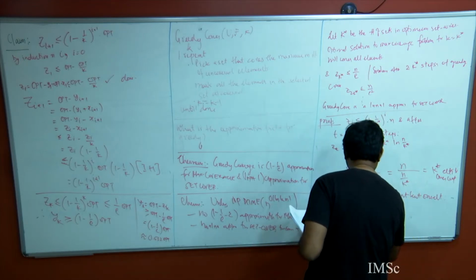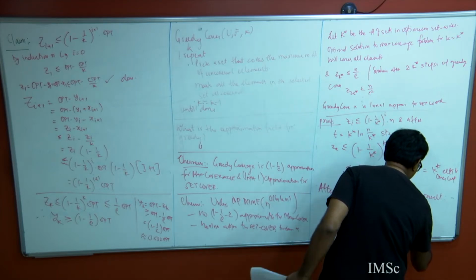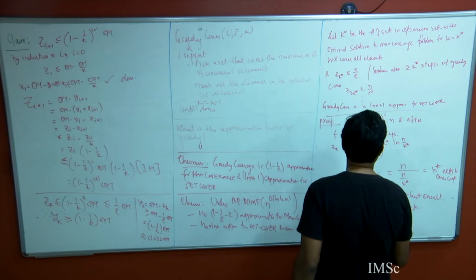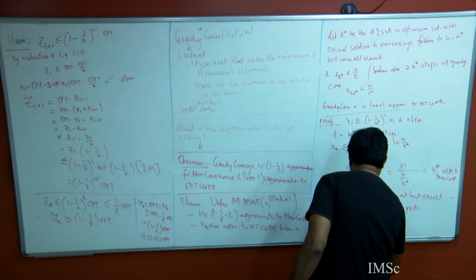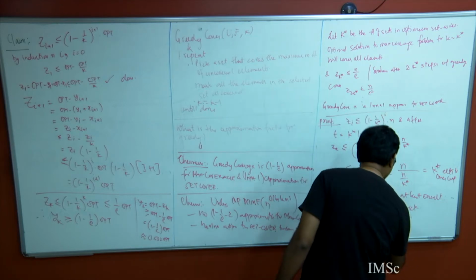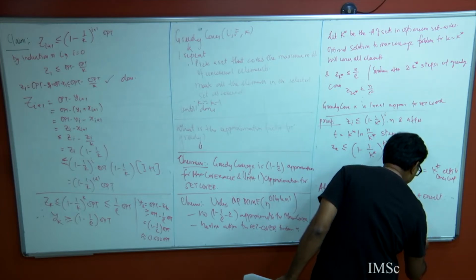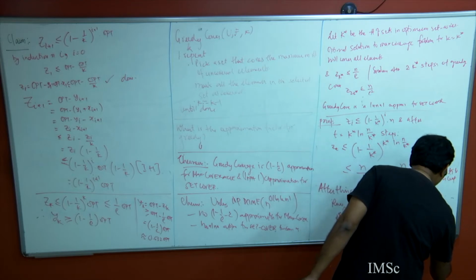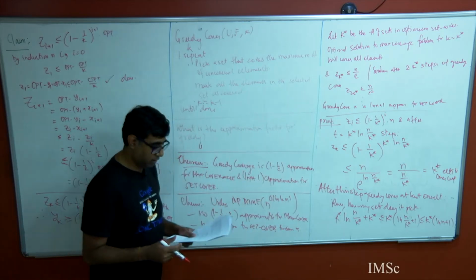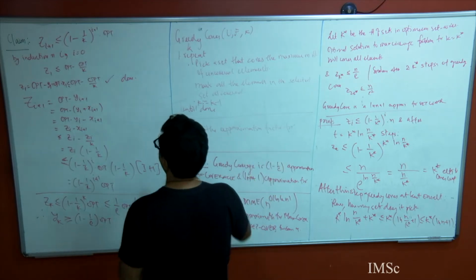Hence, how many sets does it pick? It picks k* ln(n/k*) plus k* sets. This many sets. Now if I take k* common, what do I get? ln(n/k*) plus 1, which is less than or equal to k* ln n plus 1. Okay, done. But why did I do this analysis is for the following reason.